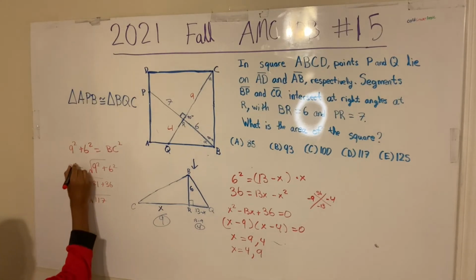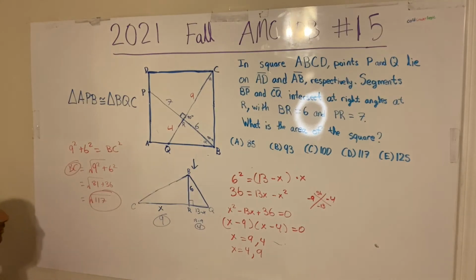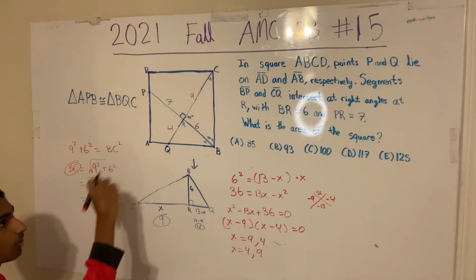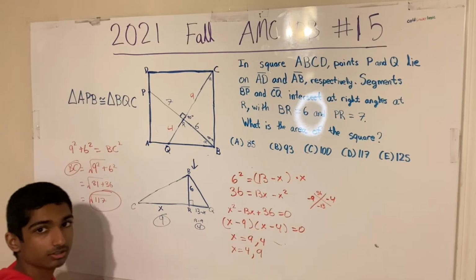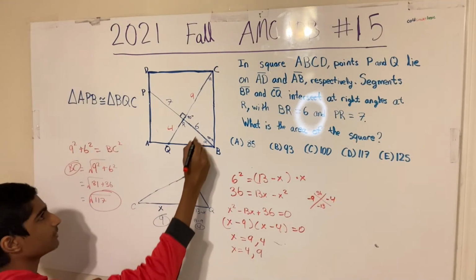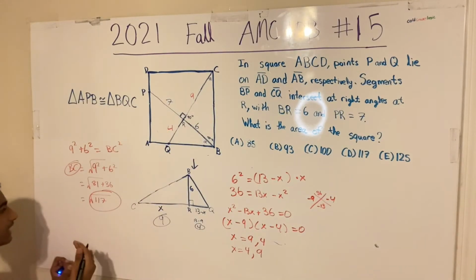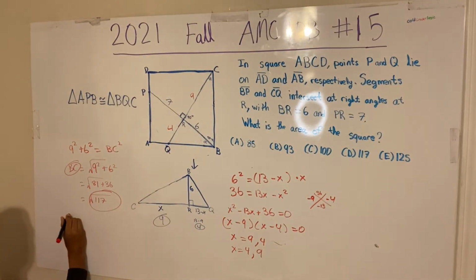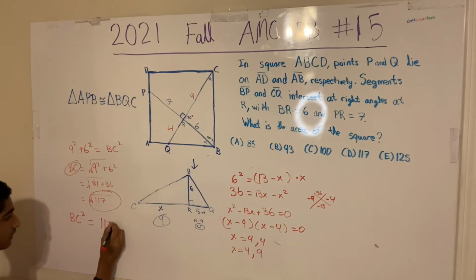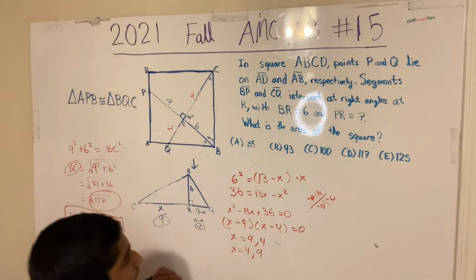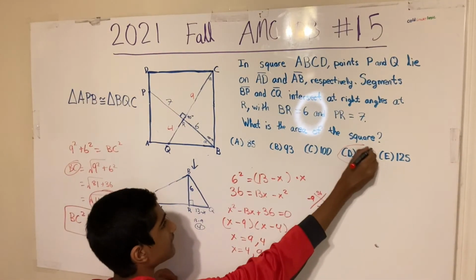Now that we have what BC is equal to, we just have to square BC and we get the whole area of the square. Because all sides of the square are equal, we just need to do one of the sides times itself and we get the answer. So we just need BC squared, and that's equal to 117. And that's the area of the square. So the correct answer is D, 117.